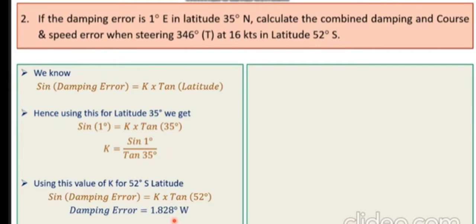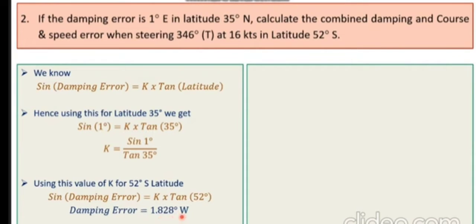Now calculating these values, you can go up to say about 3 places after the decimal. Practically on board we use the information only up to accuracy of 1 place after the decimal. So that is the maximum resolution which may be required practically. But in these numerical questions, just to get an exact or accurate answer, you can go up to 3 places after the decimal. So we get the magnitude of the damping error as 1.828 degrees.